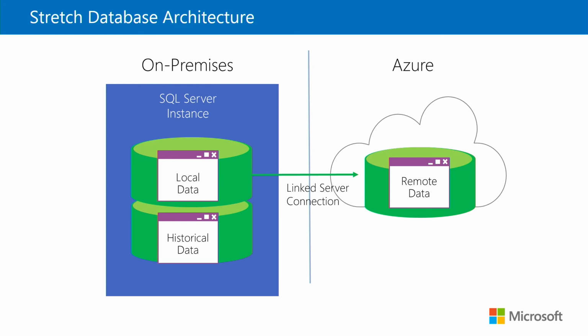And as mentioned previously, the user really has no way of knowing that that data is coming from the stretch part of the database. It is important to note that users cannot query the Azure remote endpoint directly. They have no permissions to that. All the permissions to the data are being configured and controlled from the on-premises copy of the database.